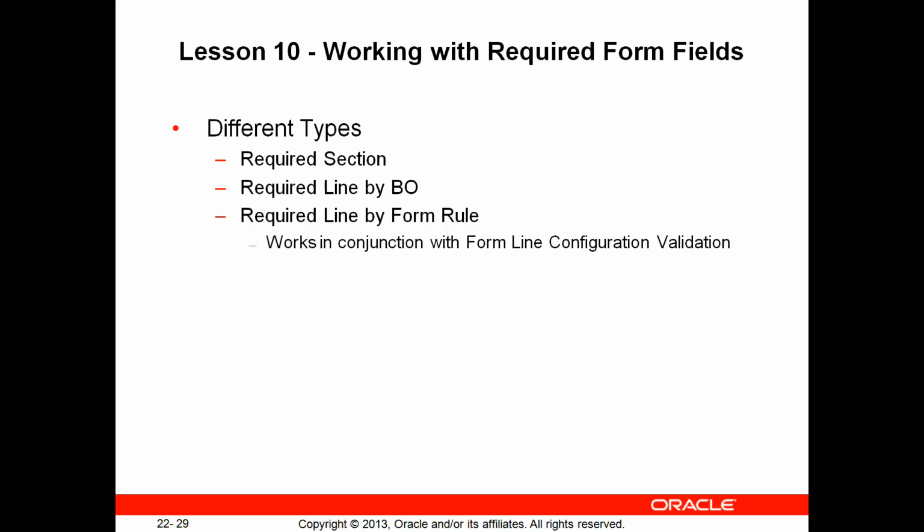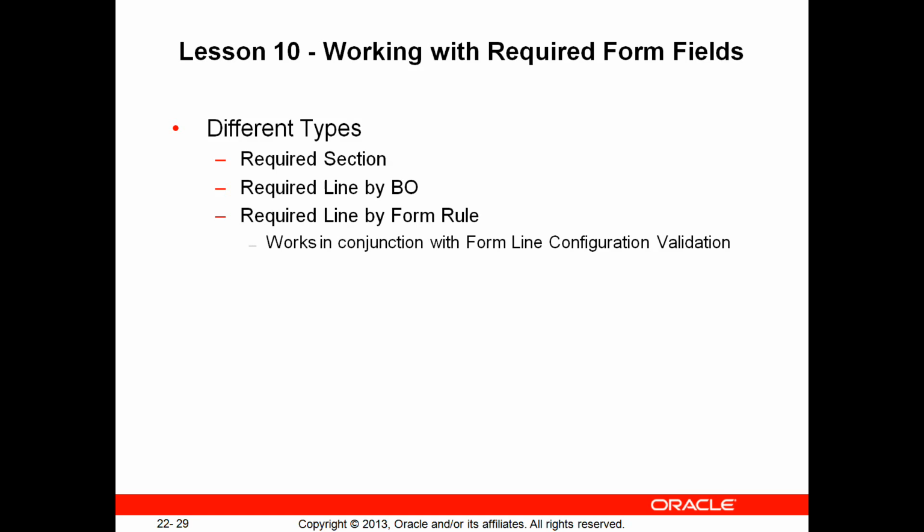So what have we learned in this lesson? Well, we've looked at different types of required fields, and we've seen that there's required both on the section and also on the lines. If a particular line is required by the business object, then you will be unable to save the underlying data to the business object, to the database, unless there is a value.